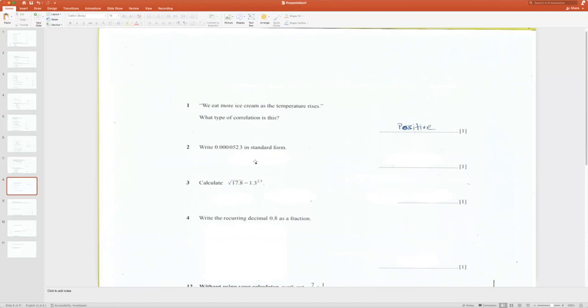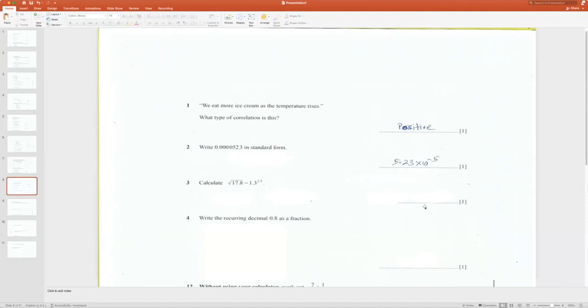Write this value in standard form. We know we have to put the decimal after the first non-zero value. So the decimal is coming here. So we have to write 5.23. The decimal is going 1, 2, 3, 4, 5. So minus 5. So 5.23 times 10 to the power minus 5.